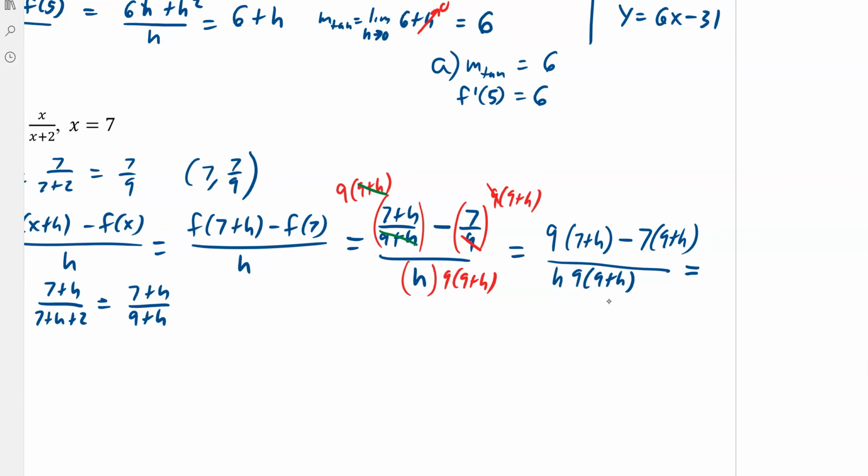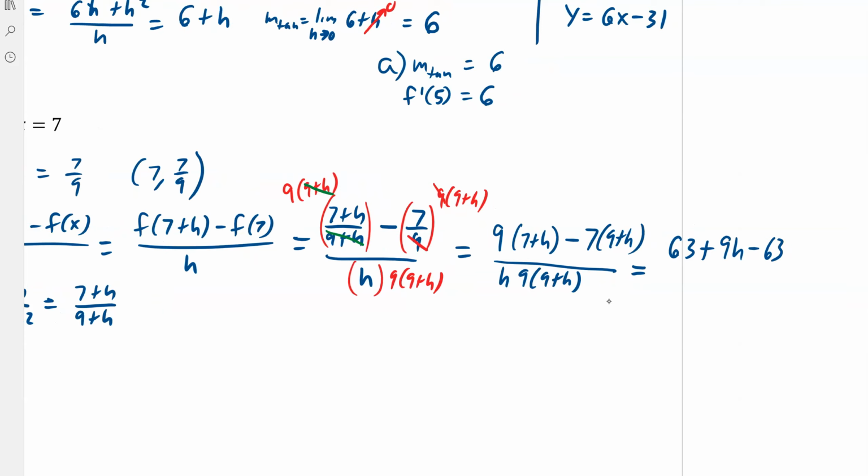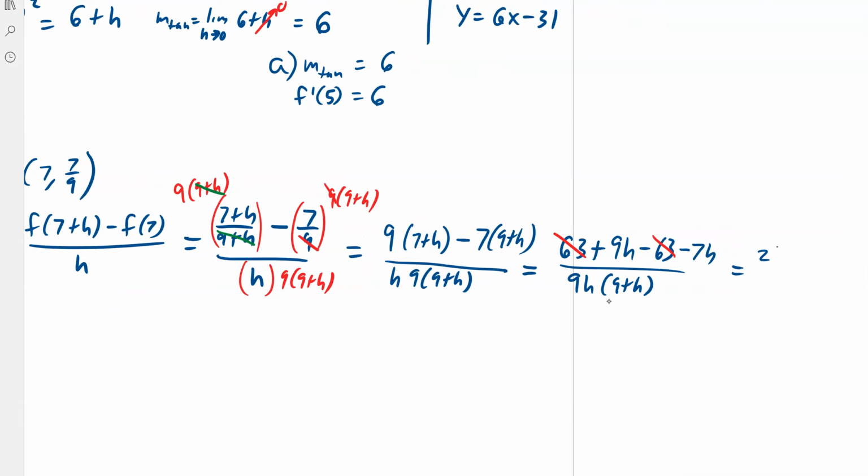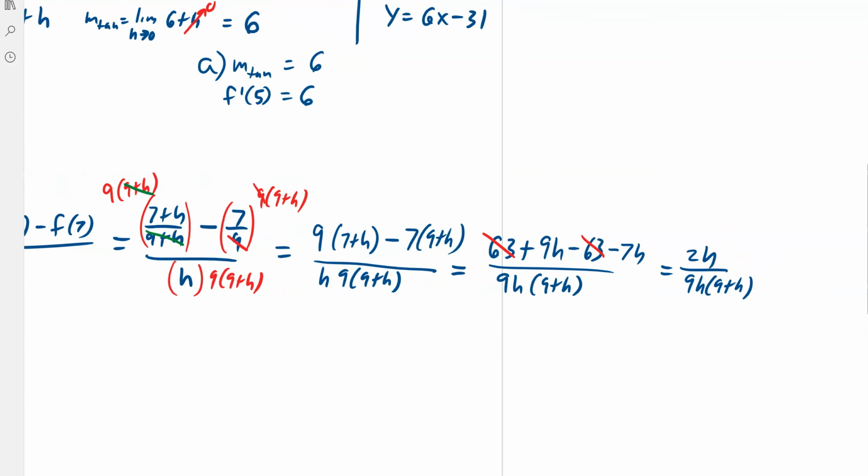Okay, now we just keep simplifying here. So this would be 63 plus 9h minus 63, see, there's the two numbers, minus 7h, and so there's some canceling that'll go on. That's what we wanted. And then again, leave the bottom alone. If you want, you can put 9h, 9 plus h, that's fine. And then on the top we end up with 2h. So 2h over 9h times 9 plus h, and you can see now that the h's are sitting there all together, and you can cancel. And so we end up with 2 over 9.